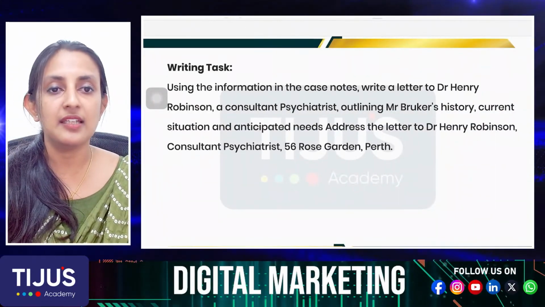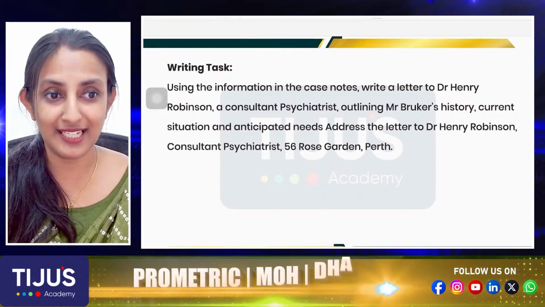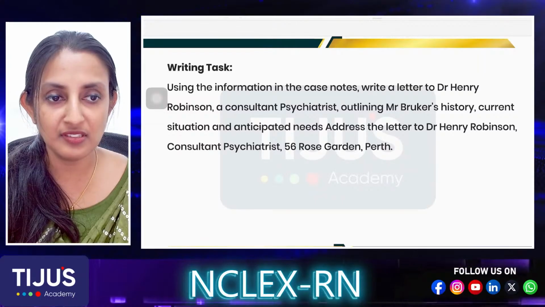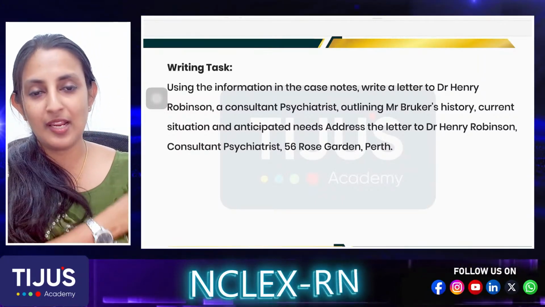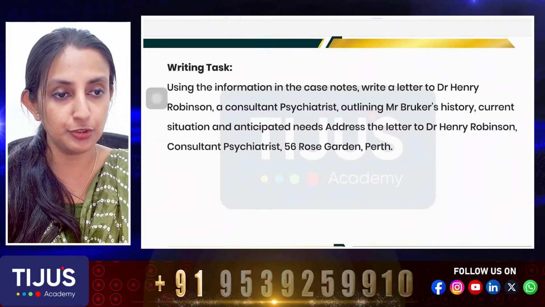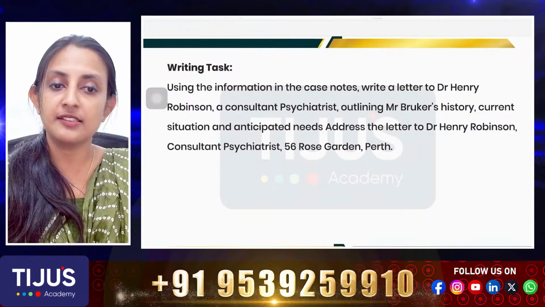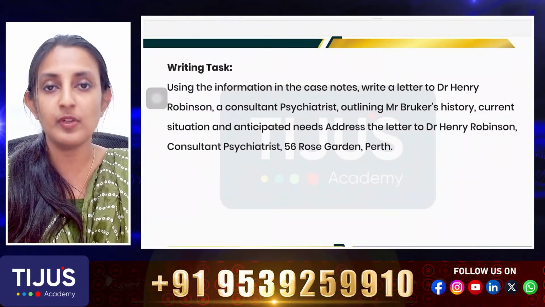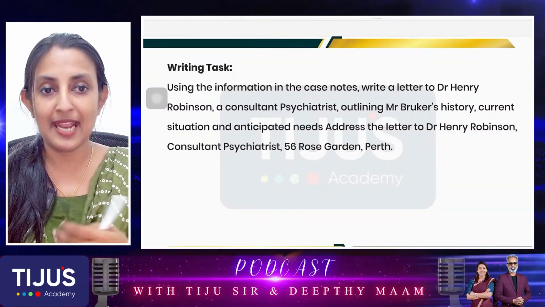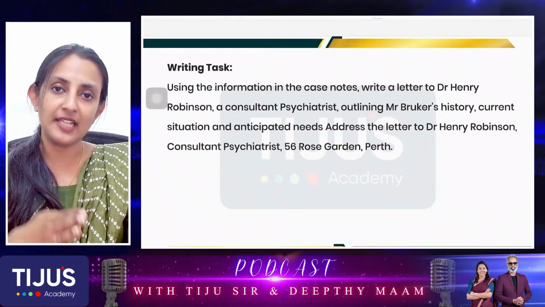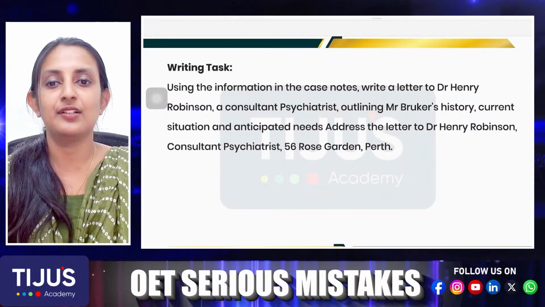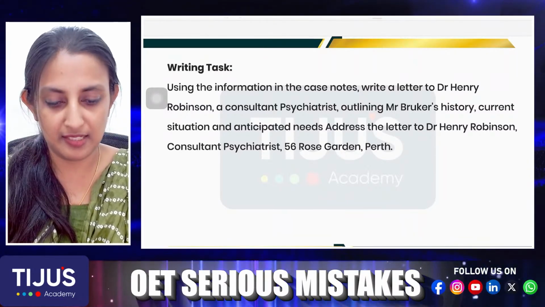And let's see the writing task as well. Using the information in the case note, write a letter to Dr. Henry Robinson, a consultant psychiatrist, outlining Mr. Brooker's history and current situation and anticipated needs. Address to Dr. Henry, consultant psychiatrist. So you're a psychiatrist. We are supposed to give a detailed idea regarding the patient and the anticipatory needs. Anticipatory needs in the sense what the psychiatrist is supposed to do for the patient. എന്ന് പറയുന്ന കാര്യങ്ങളും കൂടെ പറഞ്ഞ് letter എഴുതൂ. That is the letter is all about.